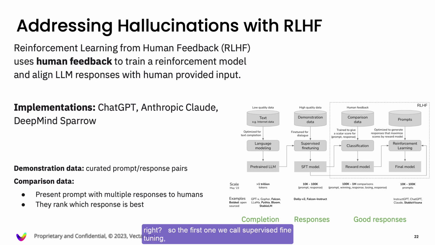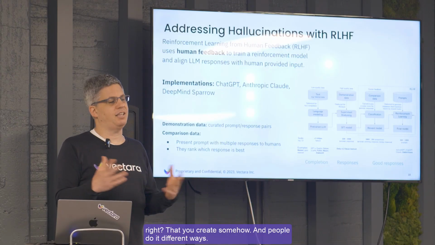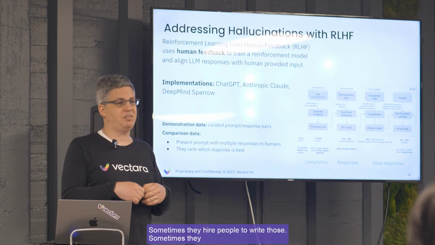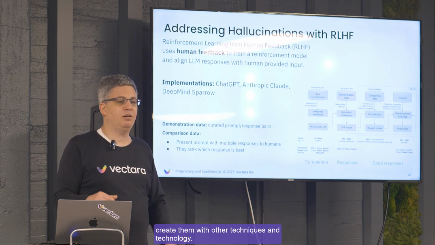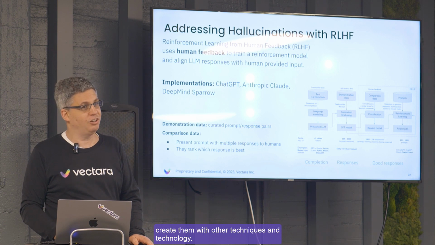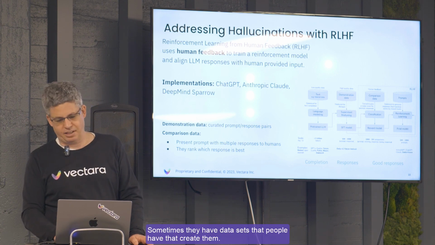So the first one we call supervised fine-tuning. Okay, what that is, you create some demonstration data. So this will be pairs of a prompt and a response, right? That you create somehow, and people do it different ways. Sometimes they hire people to write those. Sometimes they create them with other techniques and technology. Sometimes they have data sets that people have that create them.